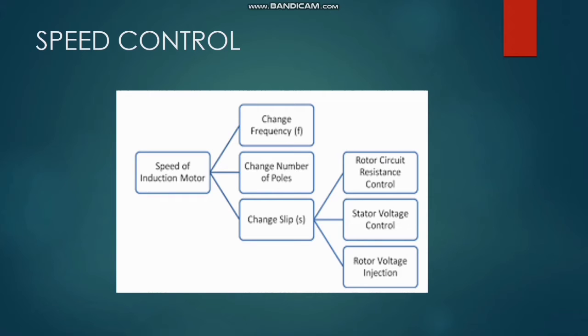Next, we are going to see about the speed control of induction motor. Speed control of an induction motor can be obtained in three ways. We can either change the frequency, or change the number of poles, or change the slip. In the category of changing the slip, there are further three types. They are rotor circuit resistance control, stator voltage control, and rotor voltage injection. Among these three types, we are going to see about the rotor circuit resistance control.